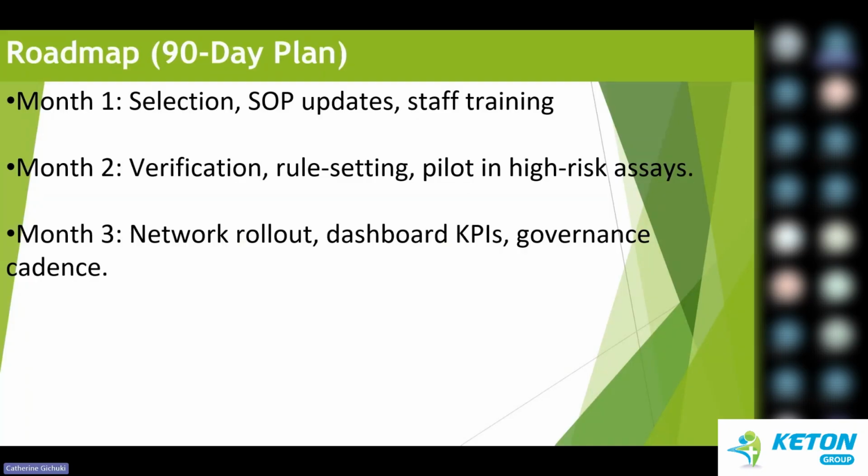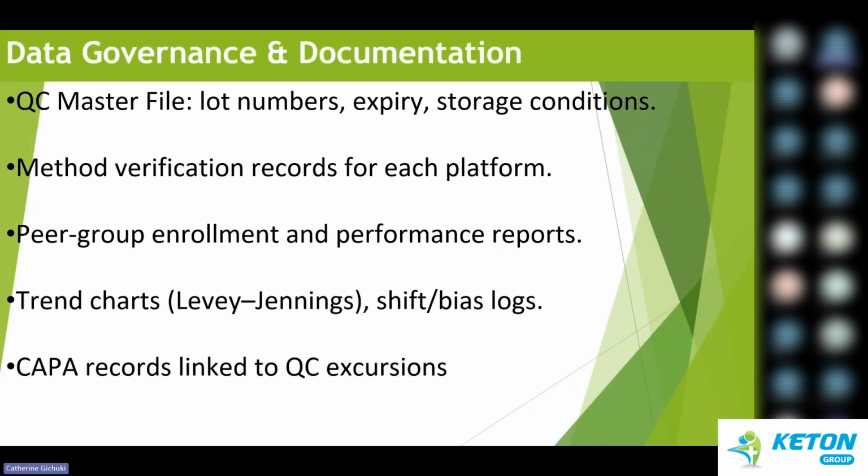You're first selecting, doing SOPs, the preliminaries, preparation. Then you're doing the verification and then you're rolling out. And at the point of rolling out, you want to be monitoring your QC, the KPIs, the governance cadence and everything else. So you start small, you validate first, then you scale with governance over those 90 days. And then from then you'll be able to roll out.